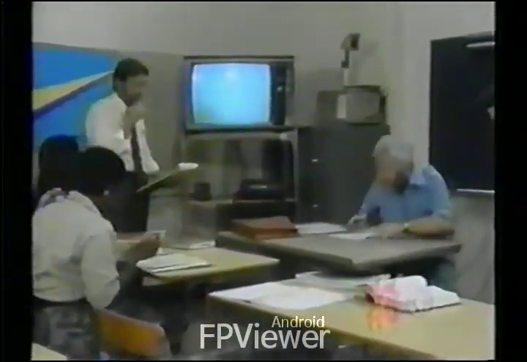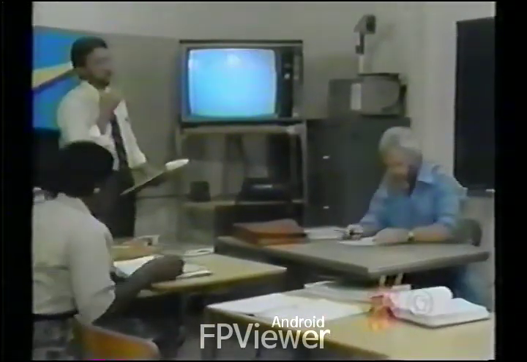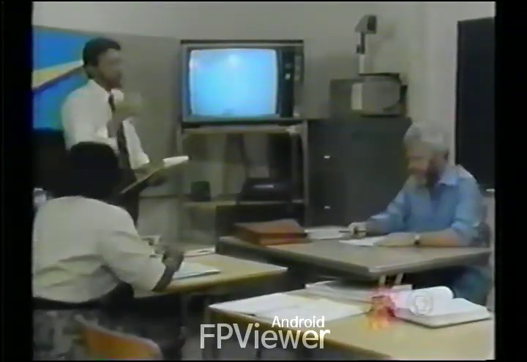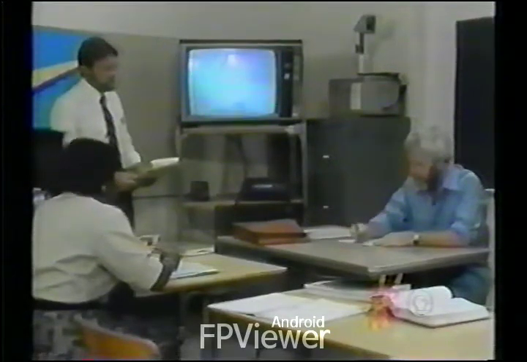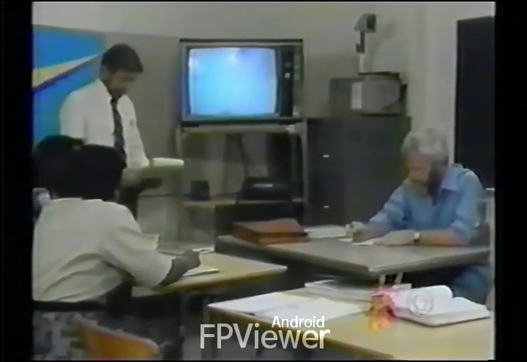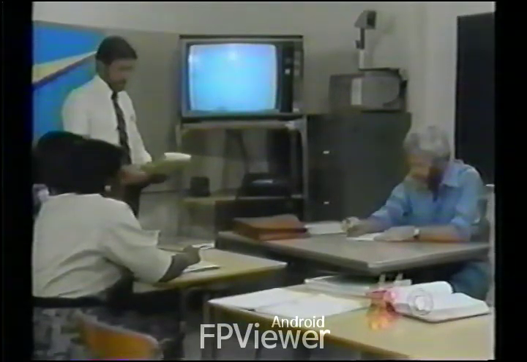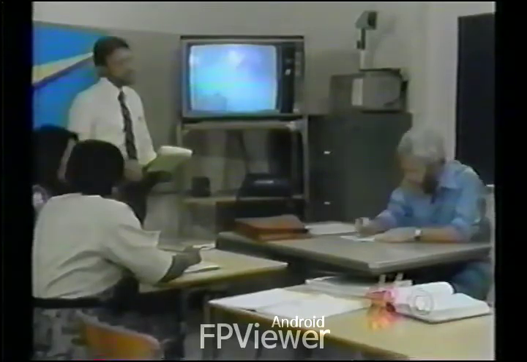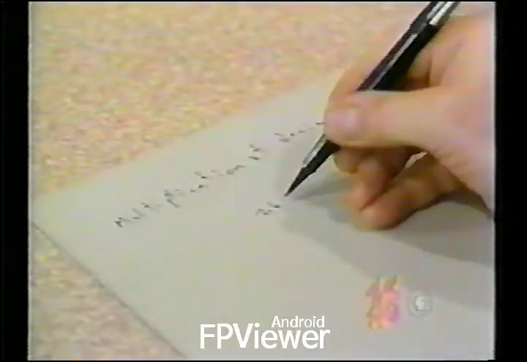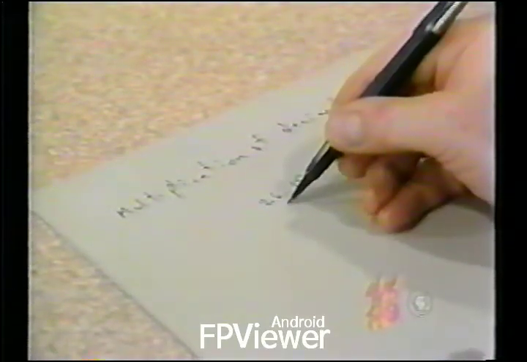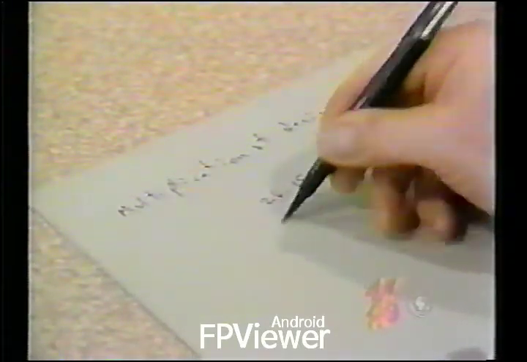David, tell me when I've got this lined up about right. Okay, looks good right now, Bill. Okay, write multiplication of decimals at the top of the page. Then write this problem. 26 and 1500ths times 6 and 4/10.